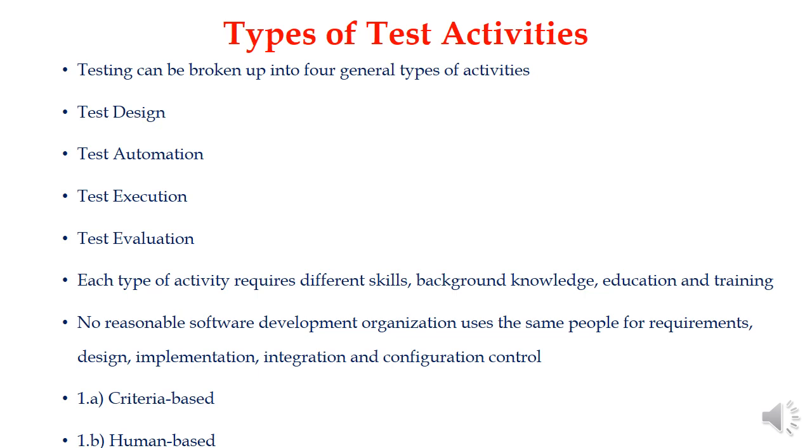Testing can be broken into four general types of activities: test design, test automation, test execution and test evaluation. Each type of activity requires different skills, background knowledge, education and training. No reasonable software development organization uses the same people for requirements, design, implementation, integration and configuration. Each has different people, and their knowledge levels also vary. Based on this, we have two categories: criteria based and human based. We'll see one by one.